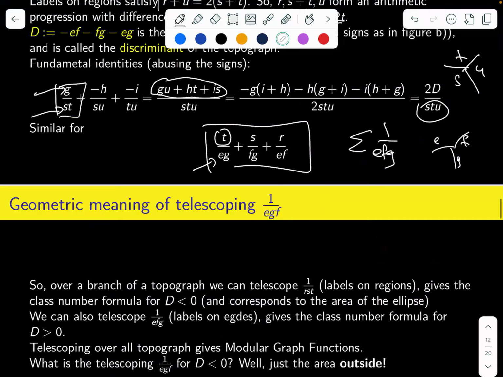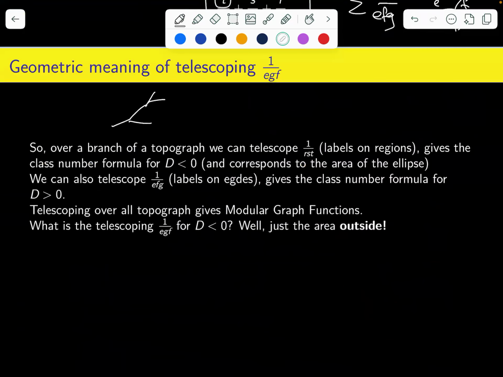So when we have a branch of a topograph starting from some moment, and then we take a sum over one of the RST labels on regions, we can recover the class number formula for D less than 0. And we recover this C111 and also the CABC just by recurrence relations. And this corresponds to the area of the ellipse, because the quadratic form with negative discriminant defines an ellipse. So that's how we proved the formula for the circle.